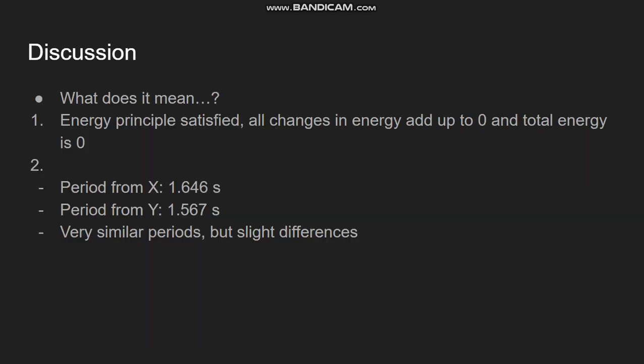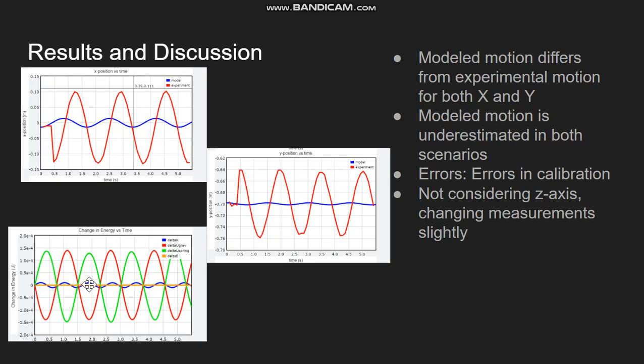Discussion. What does it mean? The energy principle is satisfied in this experiment, as all changes in energy add up to make 0. This corresponds to the change in total energy, which is 0. Here in this graph, we can see the orange represents delta E, or change in total energy. If we approximate green plus blue plus red, we can approximate it as about 0.